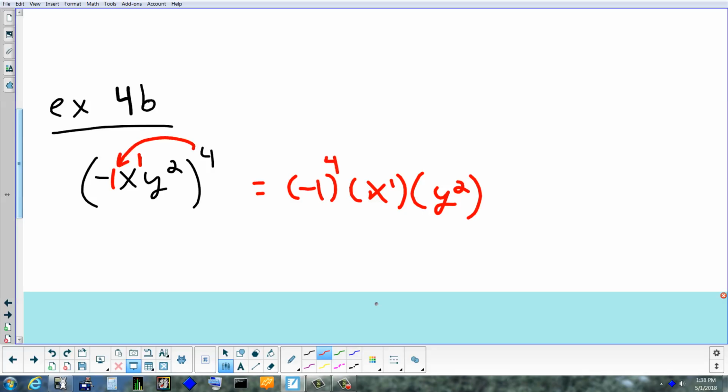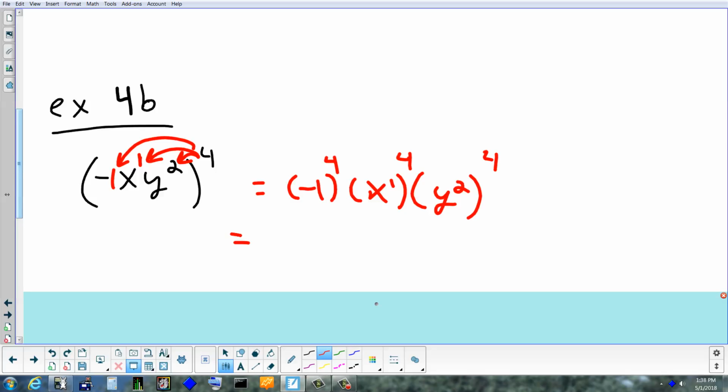All right, so the negative 1 gets raised to the fourth. What about the x? What power does that get raised to? I think everything gets raised to the 4th. Everything gets raised to the fourth. Y squared gets raised to the fourth. Now look what's going to happen here. We just did this in example 3. You add 2 and 4 together. Let's see if we can do negative 1 to the fourth without a calculator.